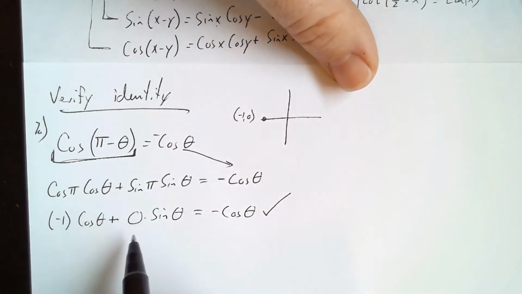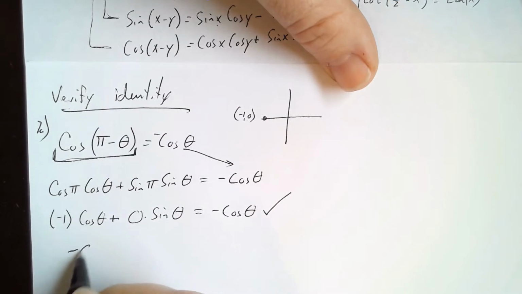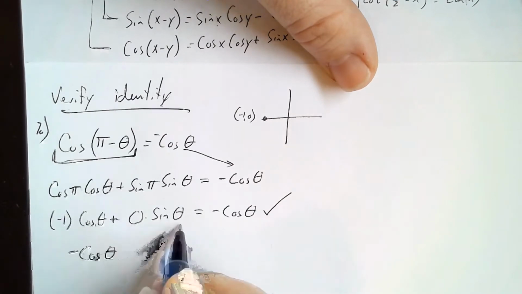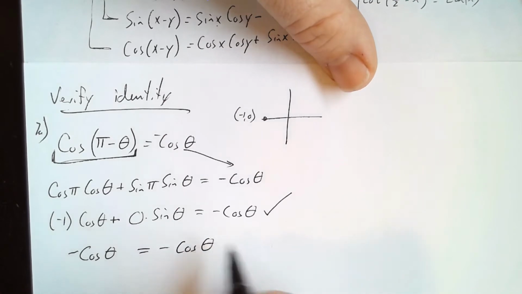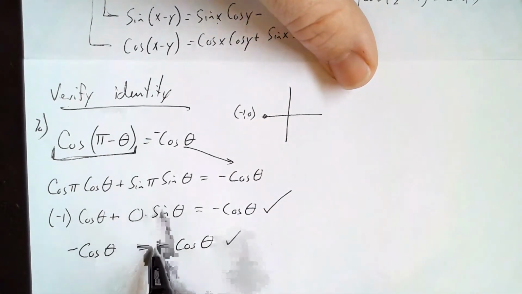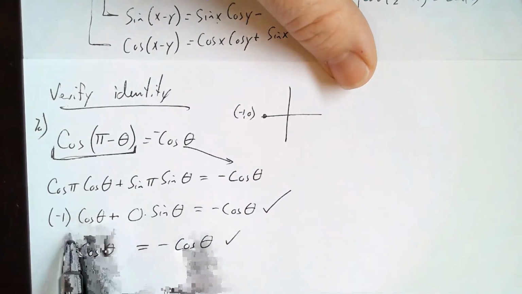If you're not seeing this, you're not comfortable with it, 0 times anything is 0. Negative 1 times cosine of theta is simply the negative cosine of theta plus 0. That's all just going to cancel out, equals a negative cosine of theta. And notice, it took one step to get from here to here.